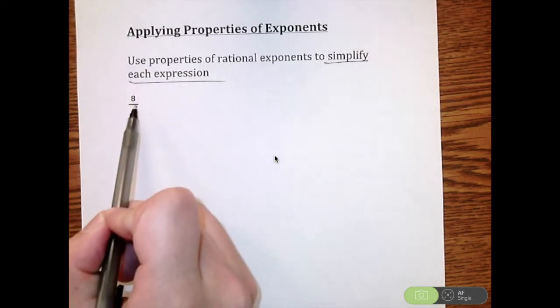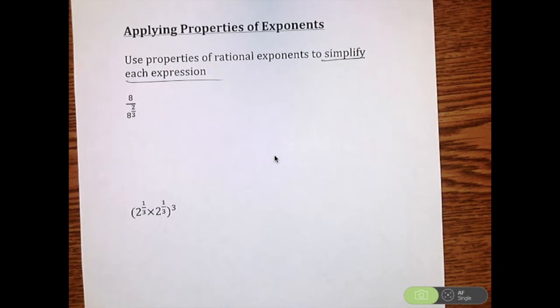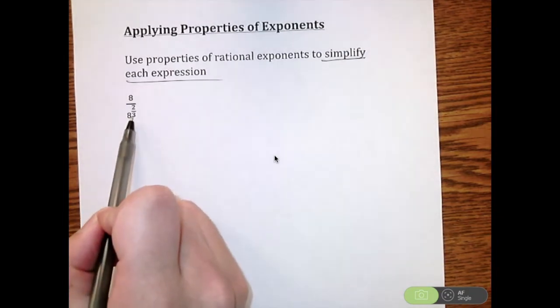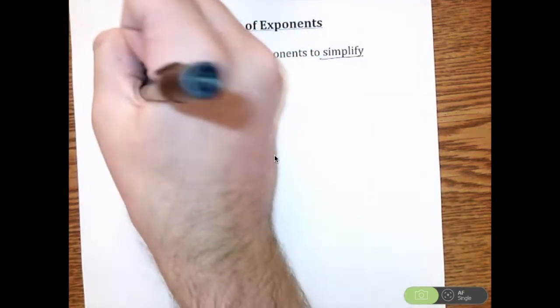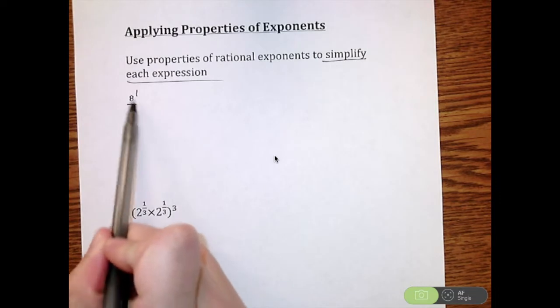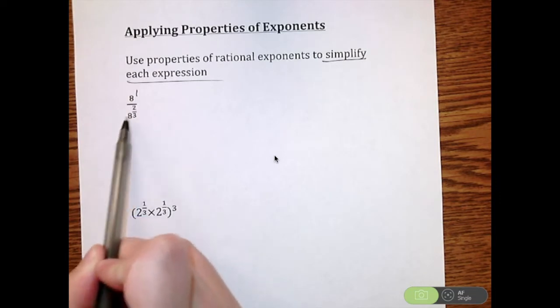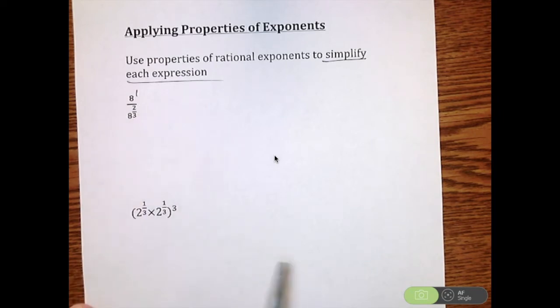So this first one, I have 8 divided by 8 to the 2/3 power. What's happening here is we have an exponent on the bottom, but it doesn't look like we have an exponent on top. Even though it doesn't look like it, we actually do. That exponent is 1, 8 to the first power. So now we have both of them with exponents. Now the property of exponents that we're going to apply here is whenever you have the same base and you're dividing them, you can take the exponents and subtract them.